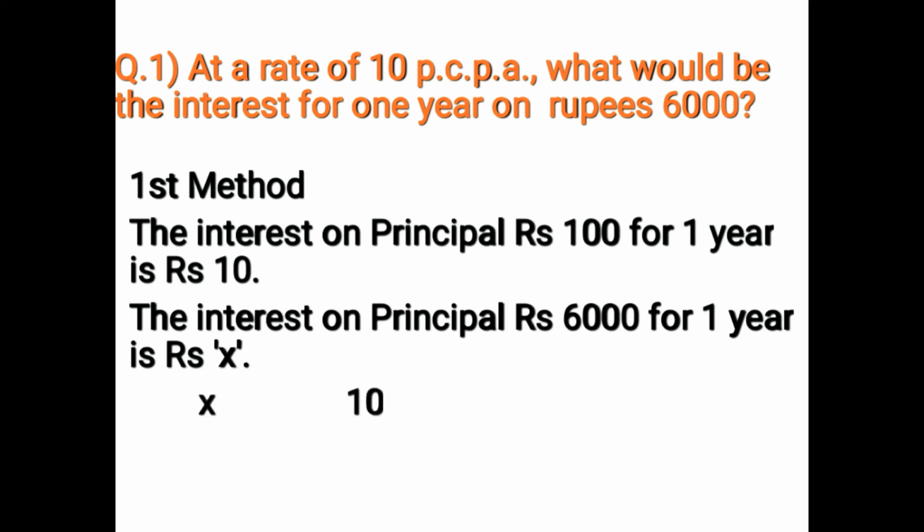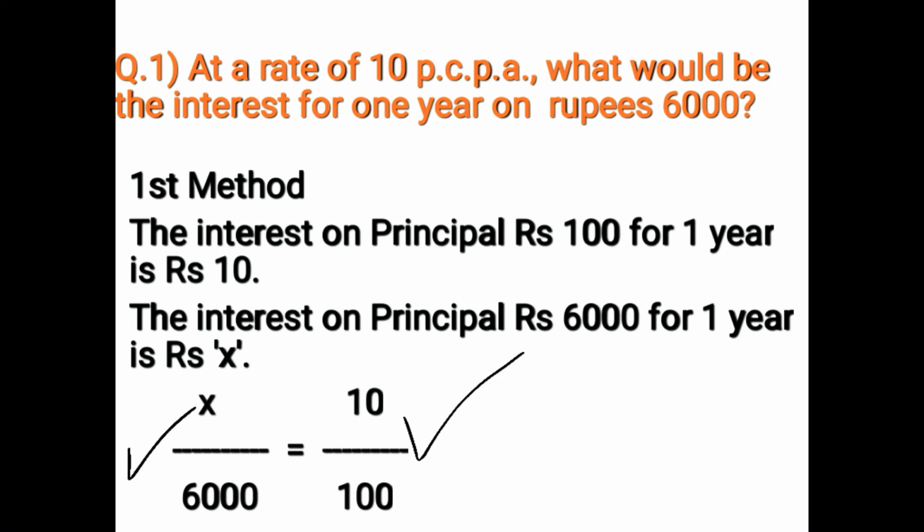And then x upon 6,000 fraction you have to take on the left side. 10 upon 100 you have to take on the right side. 10 PCPA is 10% interest or rate of interest, that you have to write on the right side. X upon 6,000 ratio form you have to take on the left side. Why? Because you have to find the value of x. The interest on principal rupees 6,000 for 1 year you are finding, so that is why.